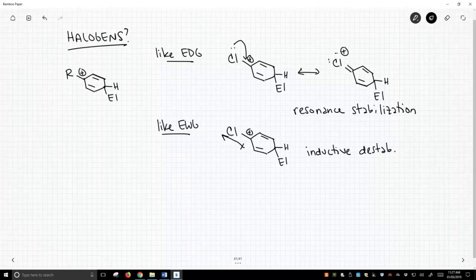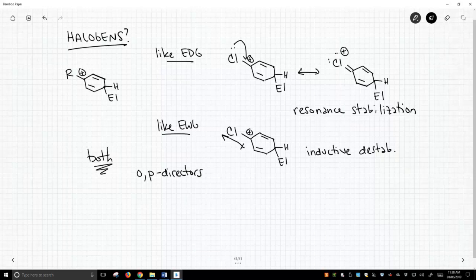So what is a halogen? Is it an electron withdrawing group? Is it a withdrawing or a donating group? In fact, it's both. How's that for an unsatisfactory answer? It's both. Actually, halogens are ortho-paradirectors.